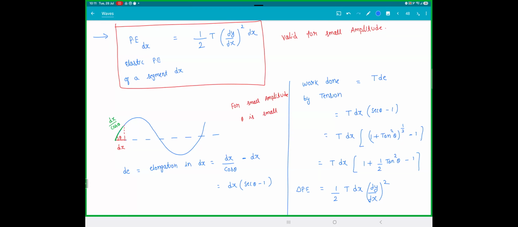Clear with this? So that is how you get it. You take a small string dx, and let's say it got stretched by dx by cos theta. So we are treating that like a hypotenuse because theta is small, and then we got the elongation and tension into d. All clear with this formula there?